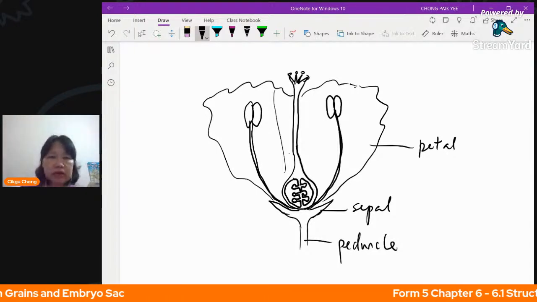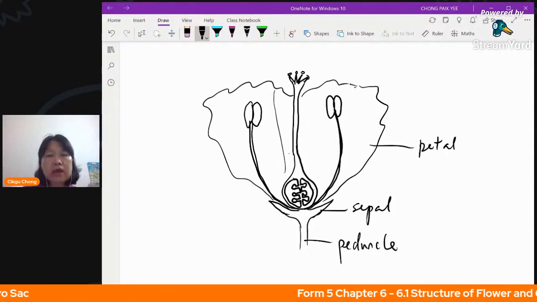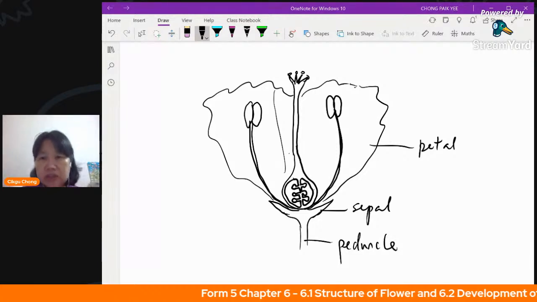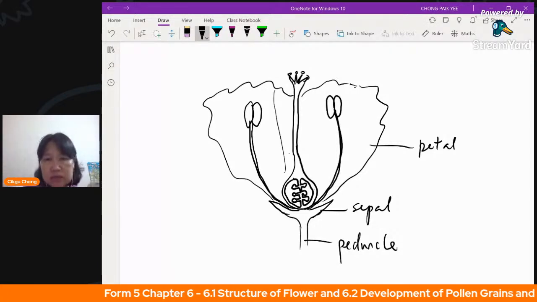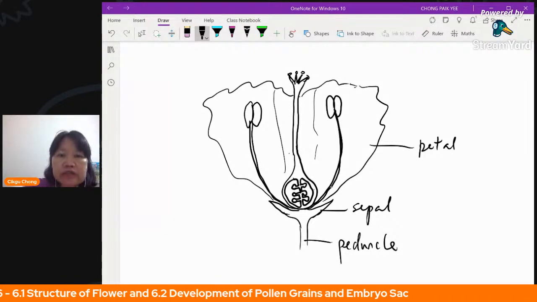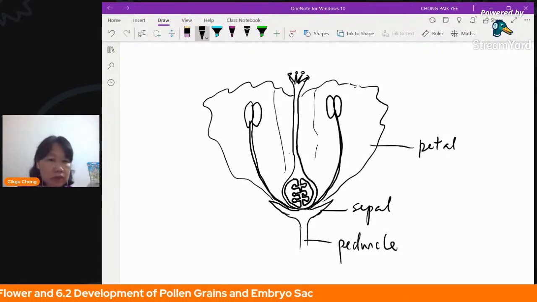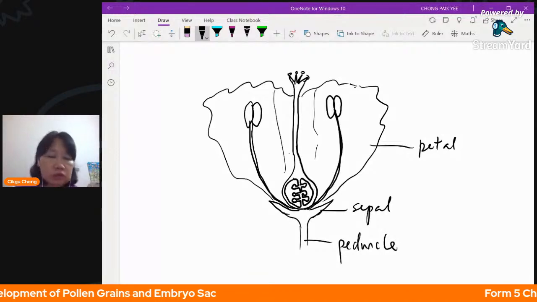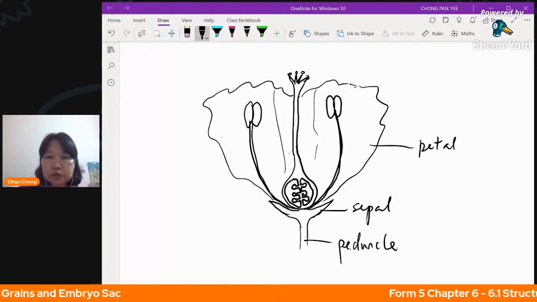Okay, you have your carpel and your pistil, and then you have your other supportive structures, which would be the petal, sepal, and the peduncle. So make sure you have all these parts labeled. Always remember to label your diagrams. If you don't label, no matter how beautiful it is, we don't give you marks. Remember for biology, you have to label.